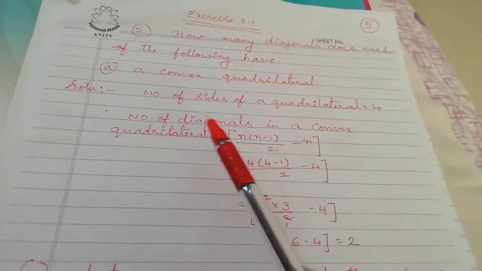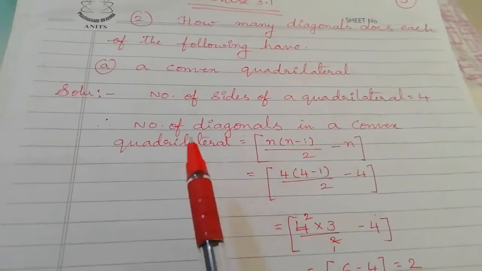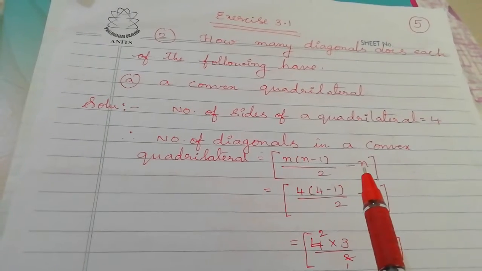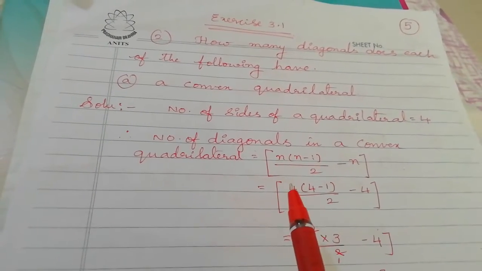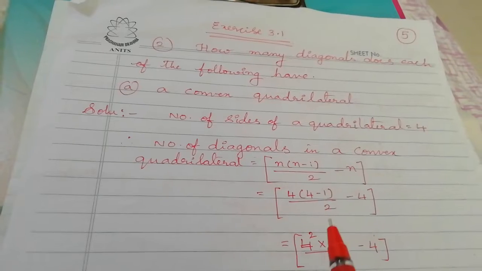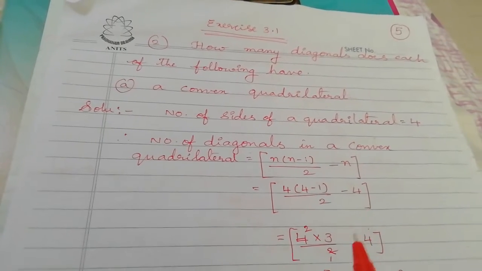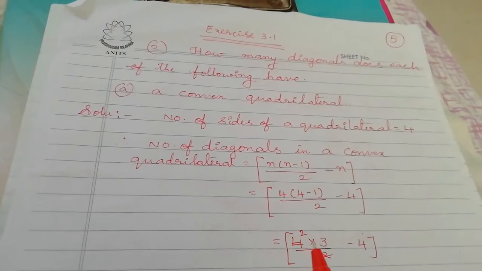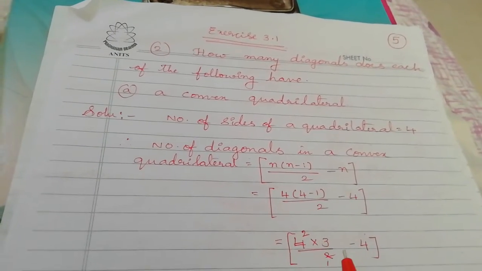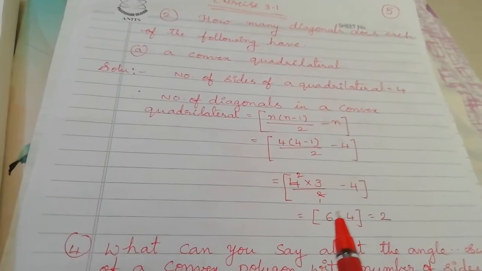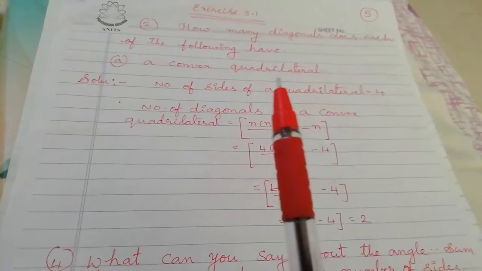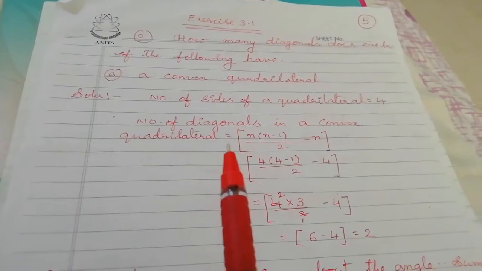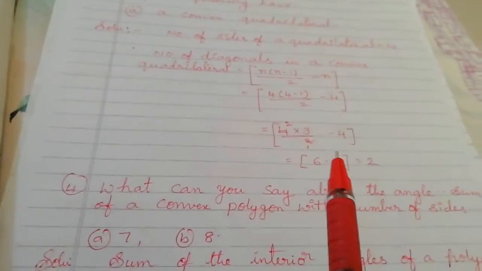So our formula, number of diagonals in a convex polygon is equal to n into n minus 3 by 2. Here n is equal to 4. So 4 into 4 minus 1 by 2 minus 4. 2 goes into 4 two times. So 2 into 4 minus 1 is 3, minus 4. 2 threes are 6. 6 minus 4 is 2. So the number of diagonals in a convex quadrilateral is 2.